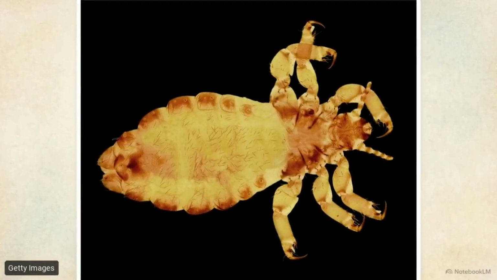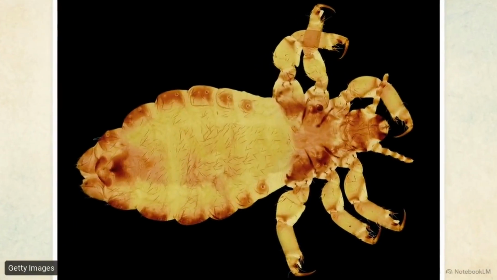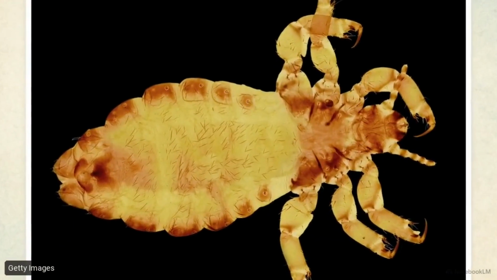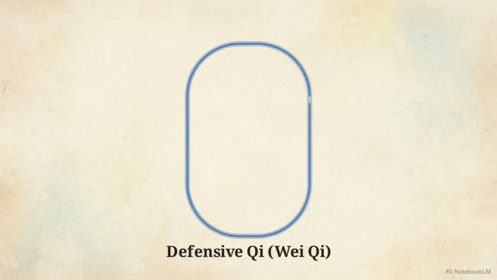From a biomedical perspective, a lice infestation is a simple parasitic problem, insects feeding on human blood. In traditional Chinese medicine, however, we look past the bug to identify why the body's defensive qi, the wei qi, failed to prevent the colonization in the first place.